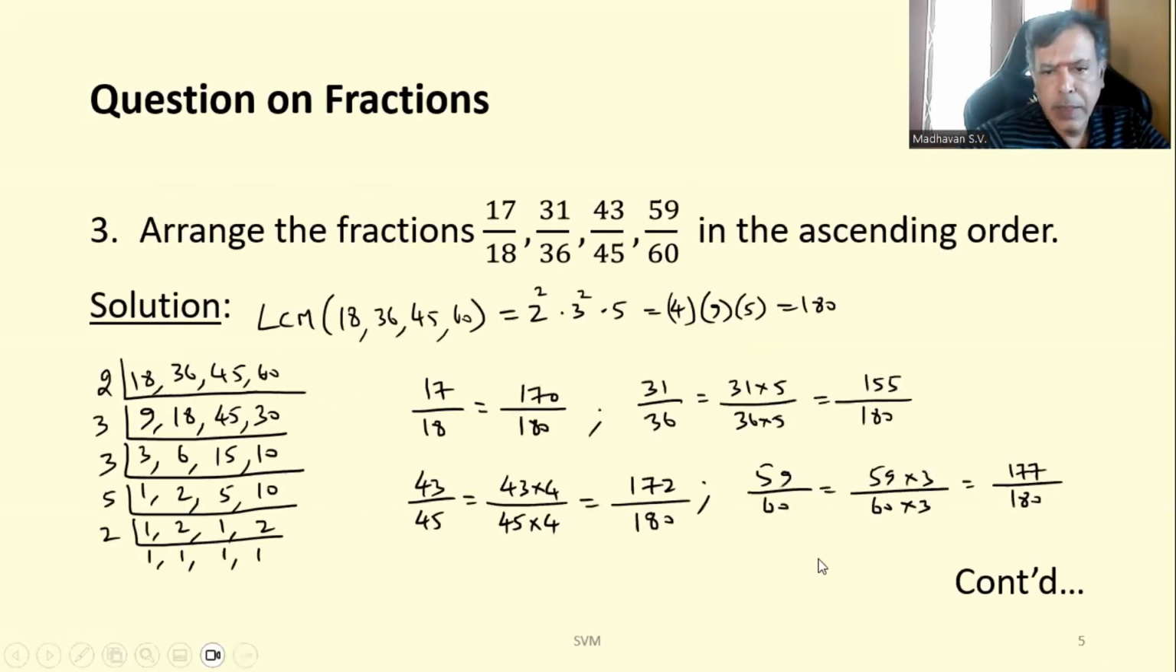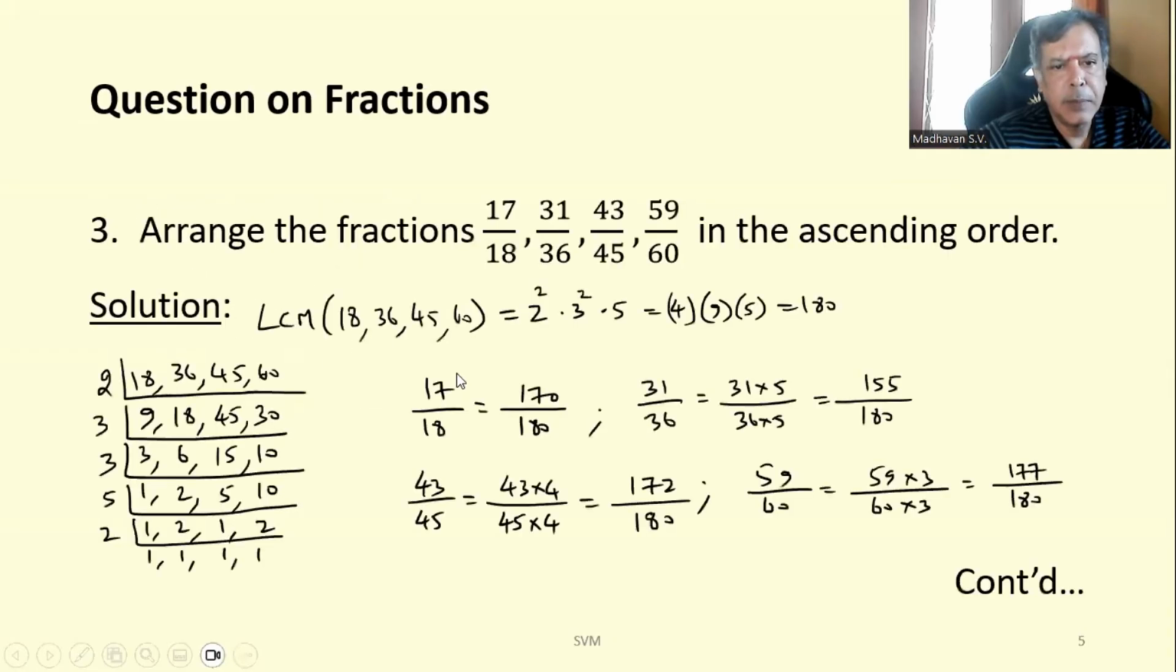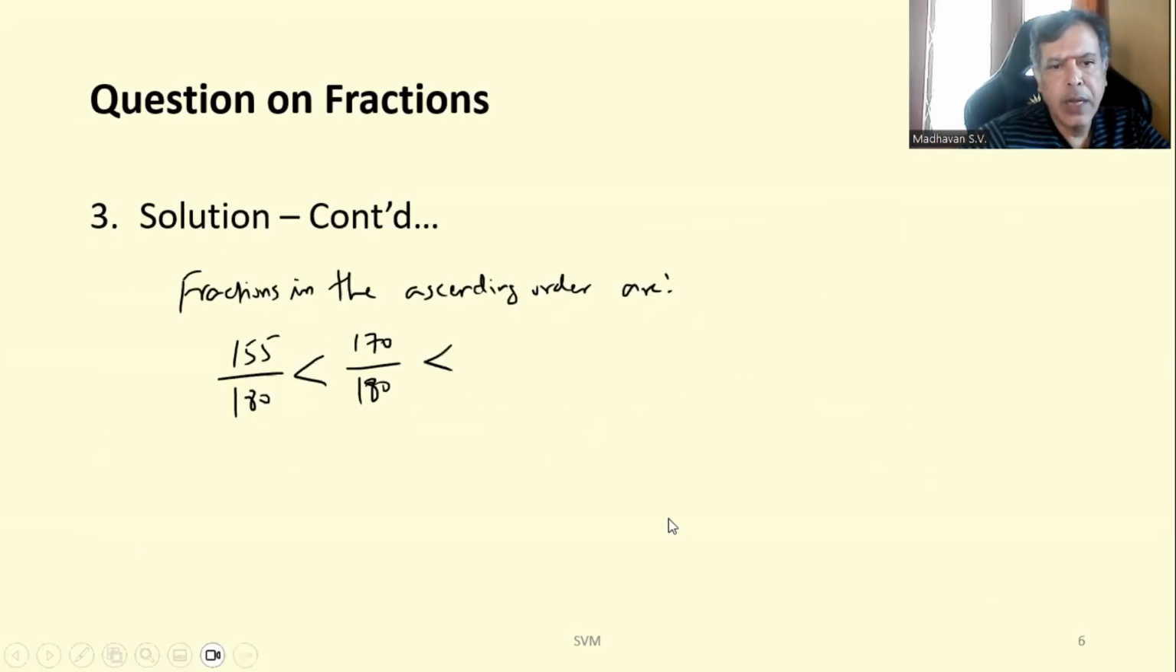Then next will be 170 by 180. Then next will be 172 by 180. Then the next will be 177 by 180.